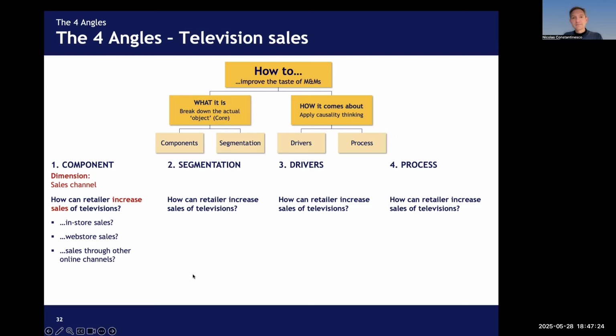That's one way we could look at the problem. Segmentation. Now, I could apply that thinking to televisions. For example, I could segment my TVs by size. I could also segment them by technology or maybe by some other measure. It depends what you think is relevant. But I think size could be an interesting one. So by size, I could say, how can the retailer increase sales of small TVs, medium-sized TVs, large TVs?